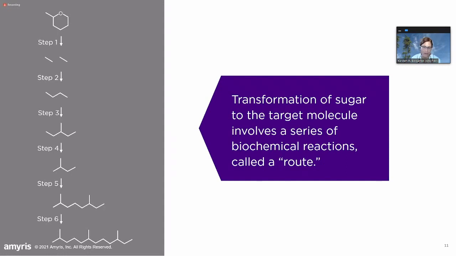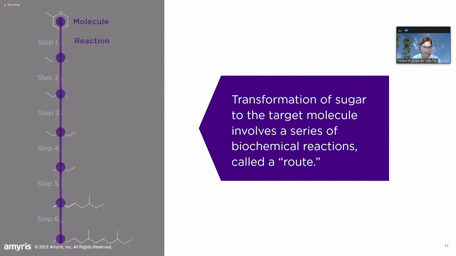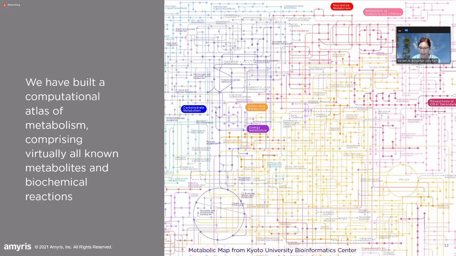The transformation of sugar into the target molecule involves a series of biochemical reactions called a route. When we're depicting these routes, we sometimes represent the molecules as circles and the reactions as lines connecting the different circles together. This is a metabolic map of metabolism from Kyoto University. You can see that it's very complex.